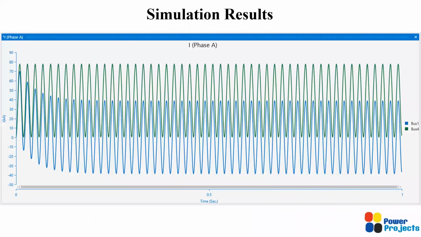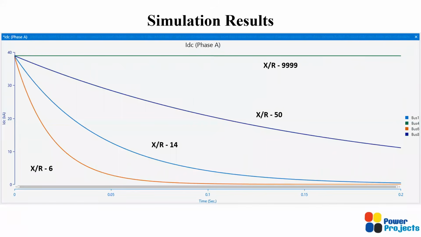Okay, these are the simulation results. You can see the first one with the infinite X by R ratio and the second one with the X by R of 14, where I have plotted phase currents. If you couldn't really realize this, the next one helps to better understand. I have plotted only DC current here.